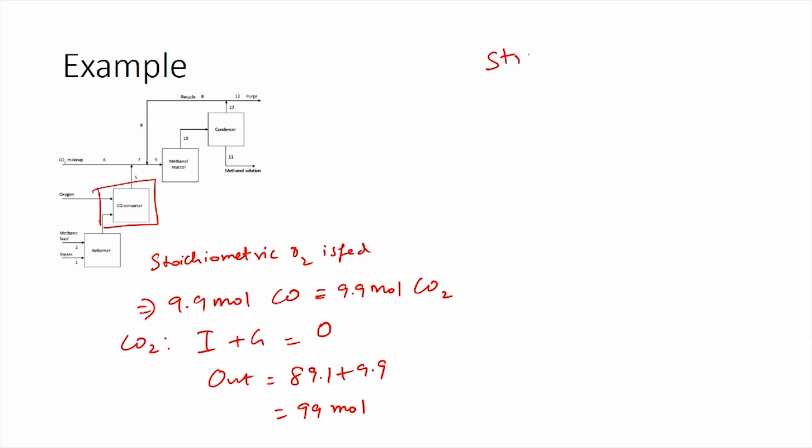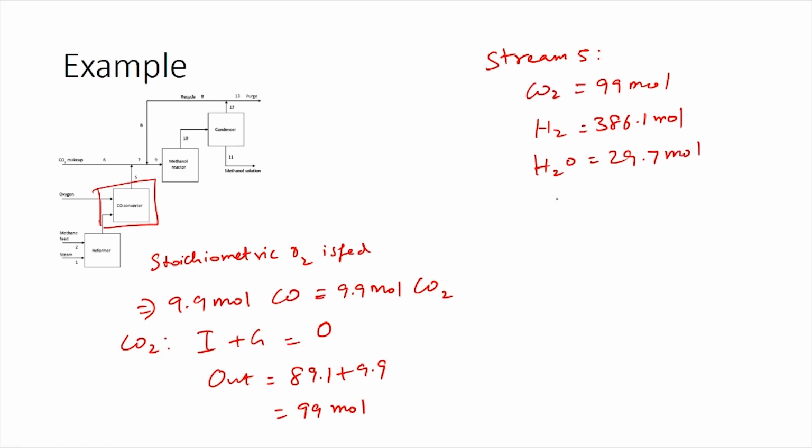So, stream 5 would have the same components as in stream 3 except for carbon dioxide being 99 moles instead of 89.1. So, this would be carbon dioxide being 99 moles, and you do not have any carbon monoxide here because it has all been converted. Hydrogen would be 386.1 moles, water would be 29.7 moles, and nitrogen is still not taking part in the reaction. So, you have 1 mole of nitrogen leaving.